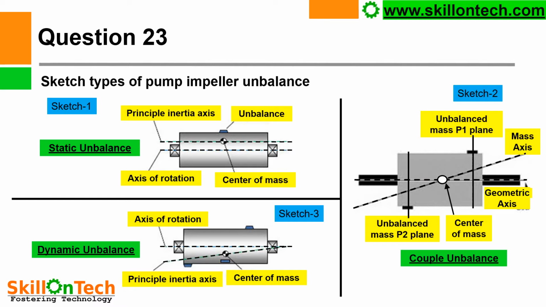Here you can see in the sketch, the principal inertia axis and axis of rotation are neither intersecting nor parallel. So dynamic unbalance causes the system to tilt or wobble. To compensate for this, weight must be added in two different planes.